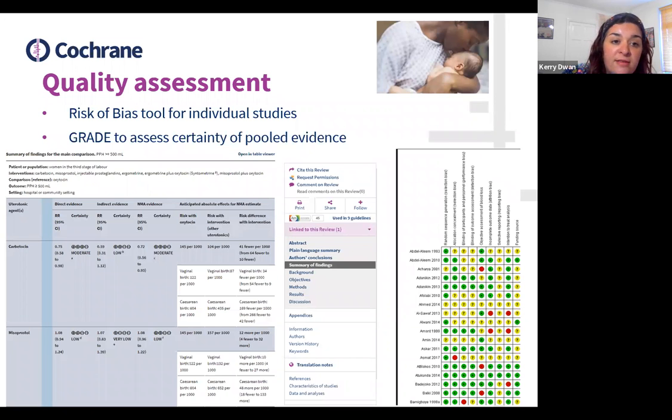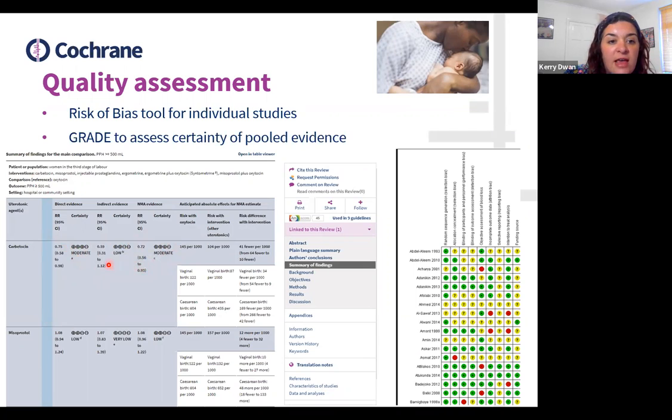This is the summary of findings table for the uterotonics review. So you can see here, we've got the outcome postpartum hemorrhage greater than or equal to 500 mLs. And the reference they've chosen to use is oxytocin. And then it lists all of the other interventions they've considered as well. You've got the different interventions in this first column, and they actually present the direct evidence with the certainty, the indirect evidence, and the network meta-analysis evidence as well.